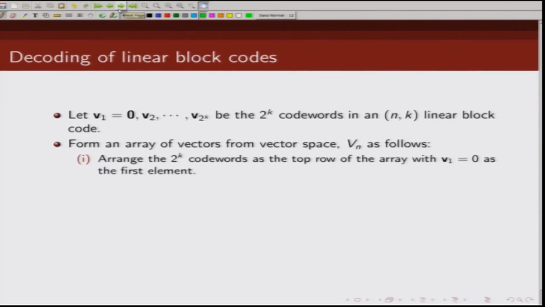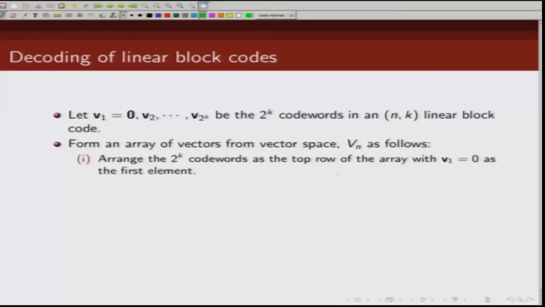In the top row of this array, we will arrange all of these 2^k code words, with the all-0 code word being the leftmost entry in the row. So in the first row of this array, we are going to put the all-0 code word, and then we are going to put the other code words. So this will be the first row of this array.